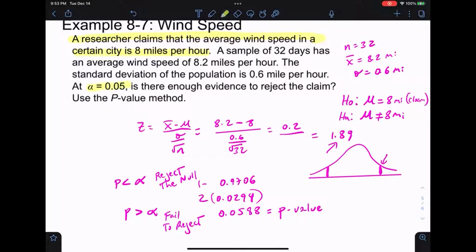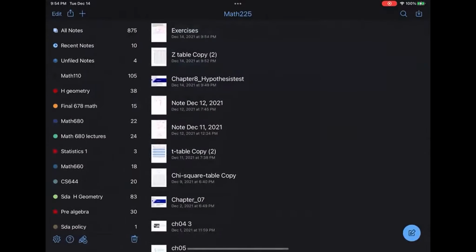So this is our conclusion. Now we need to summarize our final statement. We should say, therefore, there's not enough evidence to support the claim that the average wind speed in a certain city is different than 8 miles per hour, right? Okay, so you can continue this to save time.